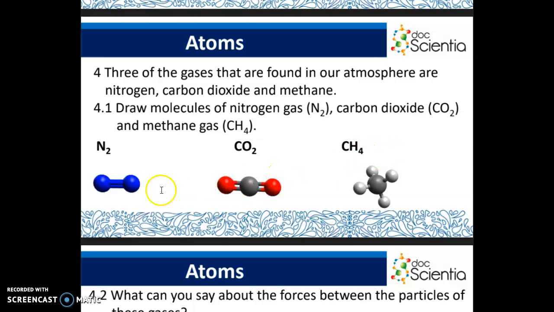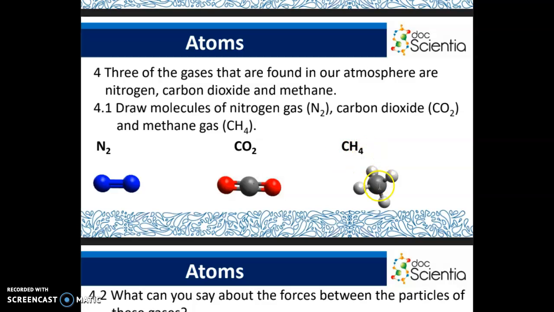The answer is N2. So that is nitrogen that has 2 of the same particles. That's why it has a 2 there. So 2 of the same. CO2 has 1 carbon particle and 2 oxygen particles. So C has nothing with it, but O has 2.